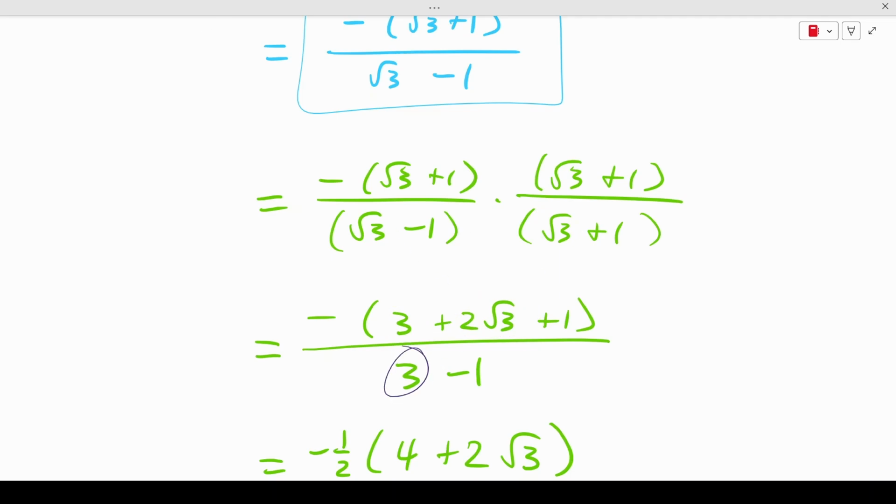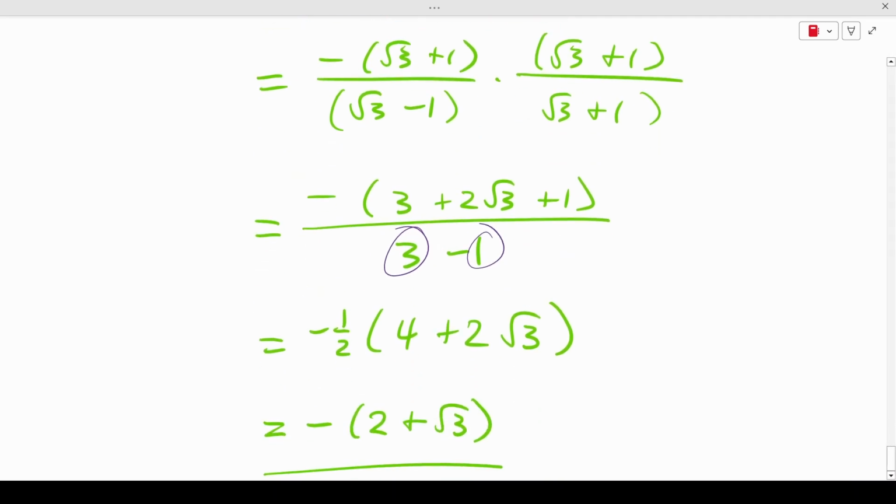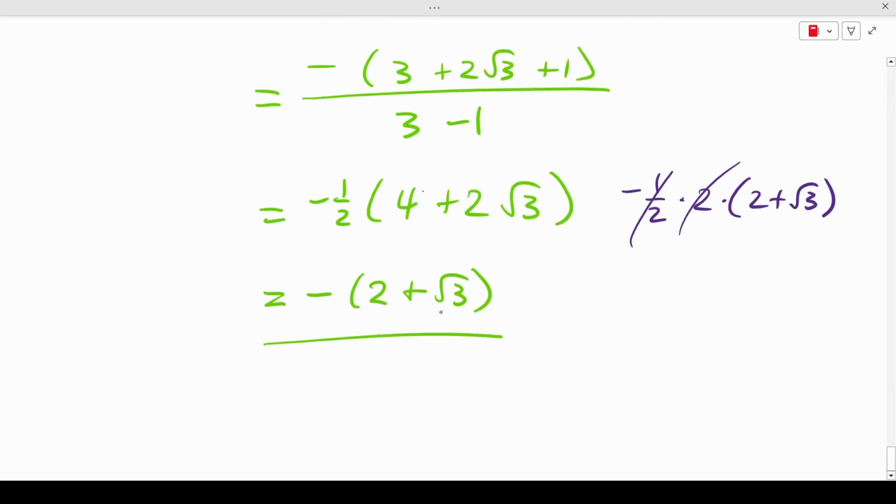Root 3 times root 3, that's 3, minus root 3 plus root 3, those cancel out. And then I have negative 1 times 1 is minus 1. So that denominator just becomes a 2, which I decided to write as a half. My 3 and my 1 become a 4, and I still have my 2 root 3. I decided to factor out a common factor of 2 here. So we have negative a half times 2 plus root 3. And then these cancel. That's what gives me this final answer here.